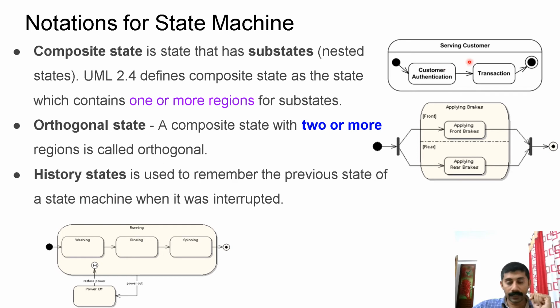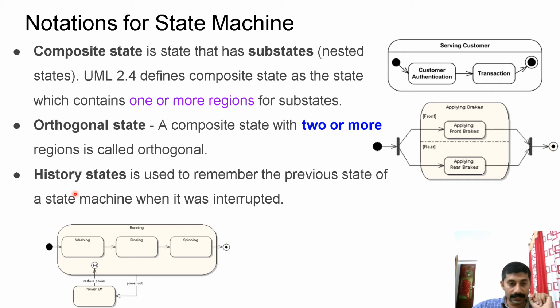History state. Okay, see here, this particular thing is a composite state. This is also a composite state only. Here you can see the regions, and the first region, this is actually apply brake. See, this is the braking system state machine for a car or vehicle. So the first region is for the front, the second region is for the rear braking. So that means your apply brake has two regions within it. It's a composite state, and a composite state with two or more regions is known as orthogonal state.